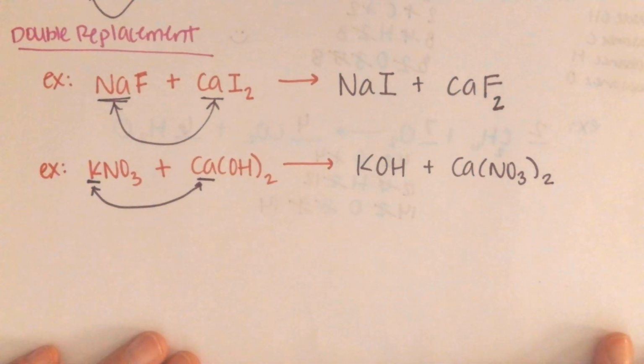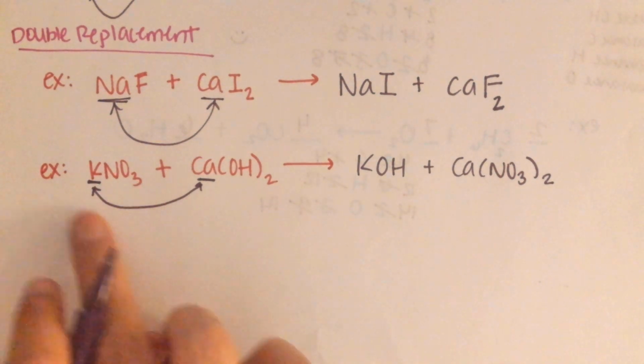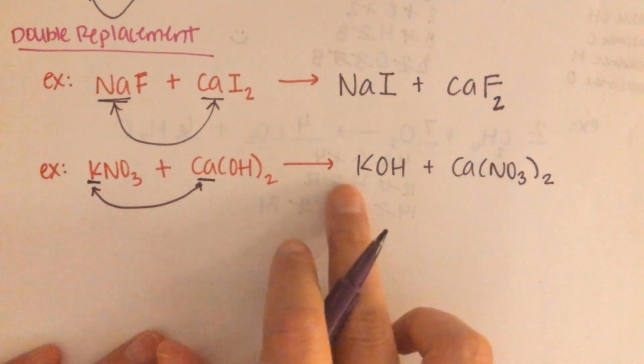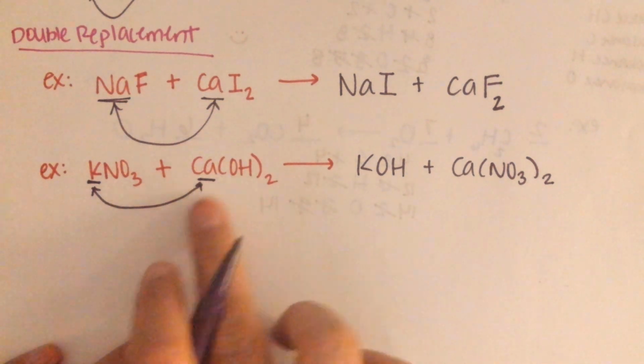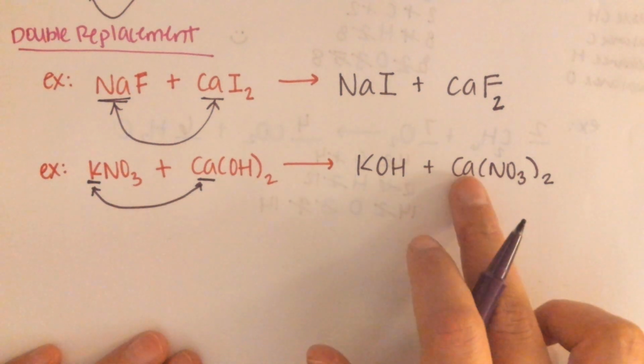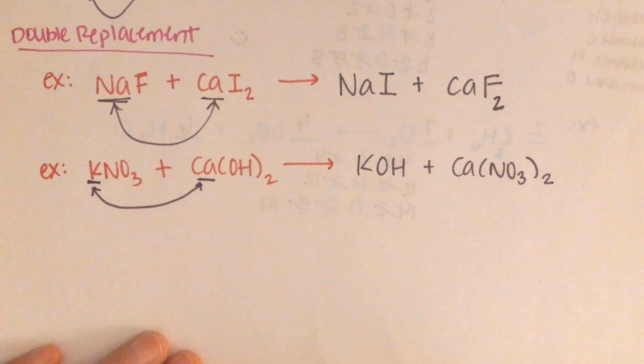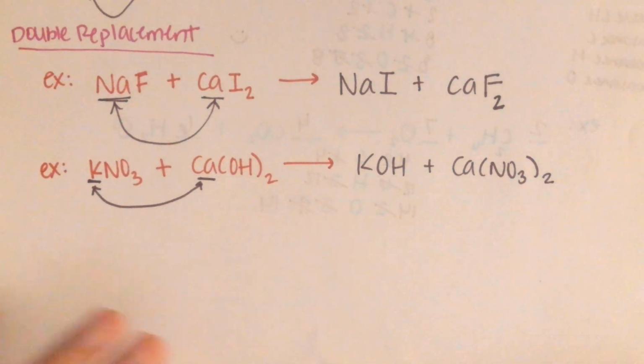Alright, so you should have gotten these as your products. K goes with OH, and they both have a 1 charge, so they cancel out. Ca goes with NO3, and then since Ca has a +2 charge, the 2 goes after the NO3.